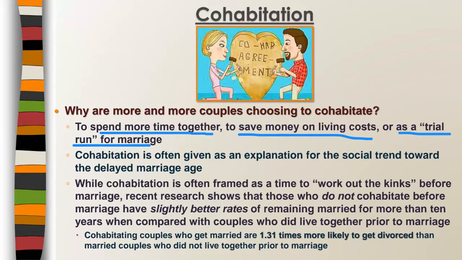So cohabitation can certainly be one explanatory factor for why our marriage ages have become kind of pushed out into our early 30s now.